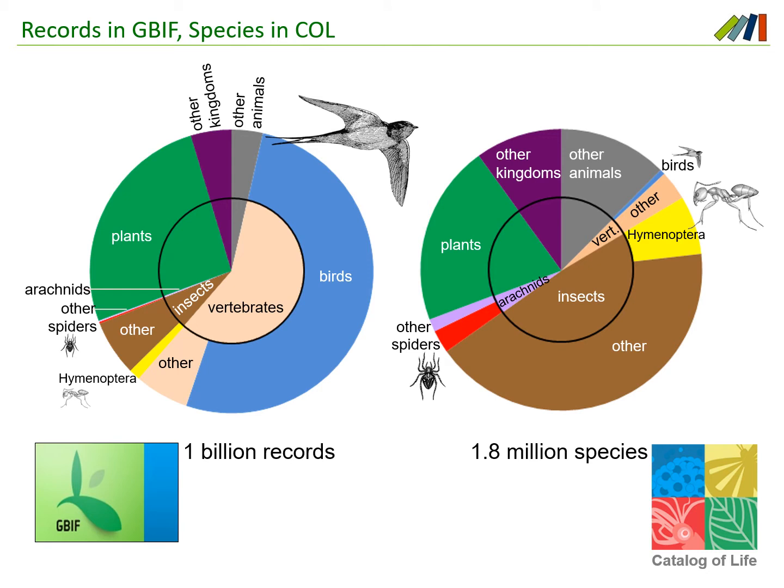It's also worth pointing out that 1 billion records translates into only about 2 records per square kilometer for all forms of life across the surface of the Earth, and one of those is a bird.